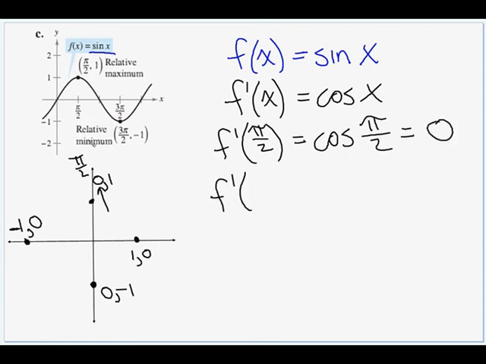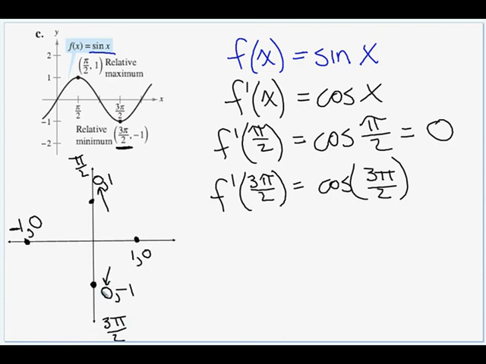And let's evaluate at the other given extrema, 3/2 pi. F prime of 3/2 pi is the cosine value at 3/2 pi. 3/2 pi is our negative y-axis, and here again is our cosine value, is our x-coordinate. So again, we do find out that the cosine of 3/2 pi is equal to 0. So at these points, these are our extrema, they would have horizontal tangent lines.